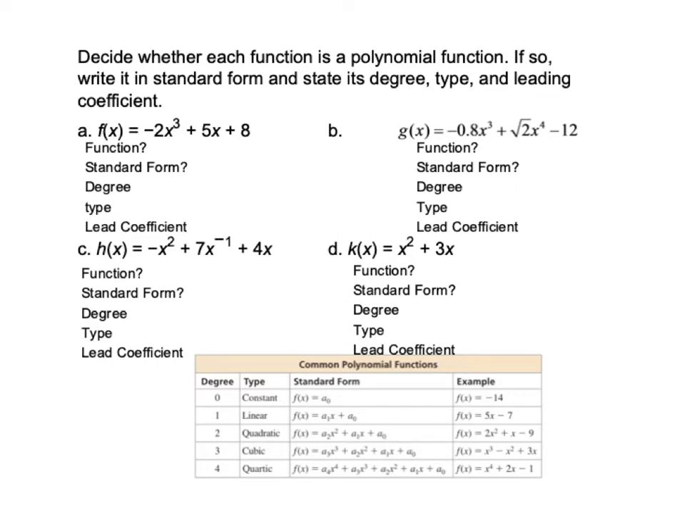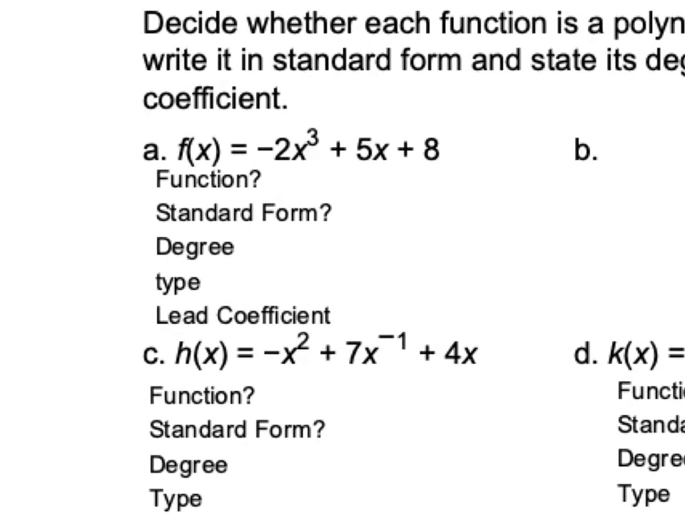So if we look at the first one, we have to ask ourselves, is it a function? Remember, if it's a function, it can't have any negative exponents, it can't have any variable exponents, it can't have any variables in the denominator. So if you look at all of those things, we can say that this first one, yes, it is a function.